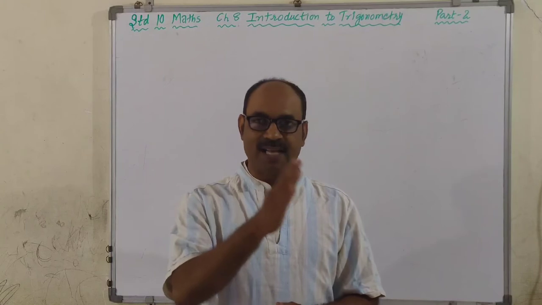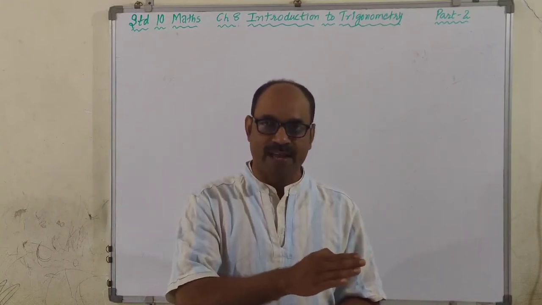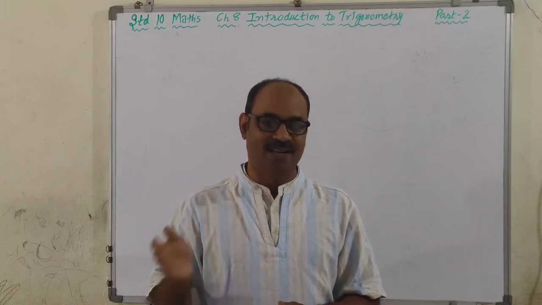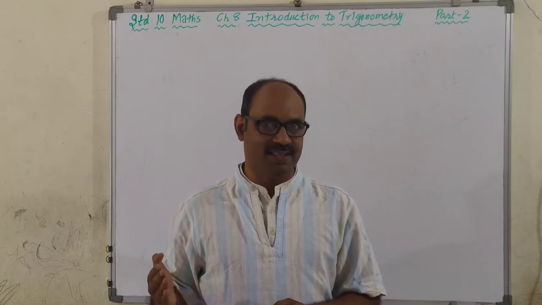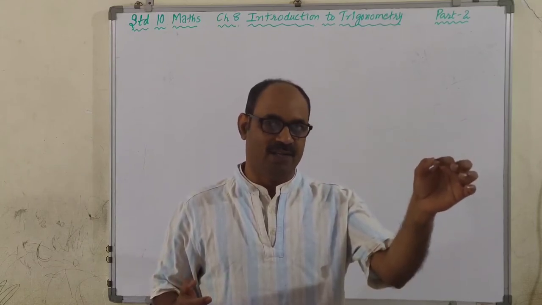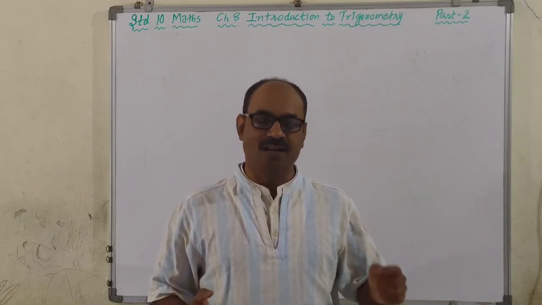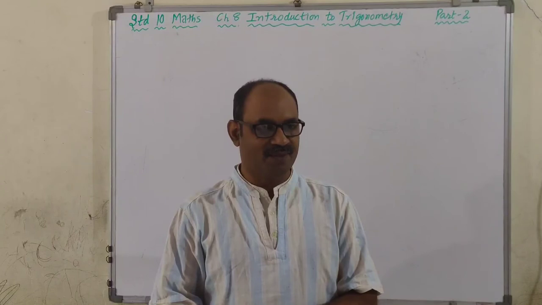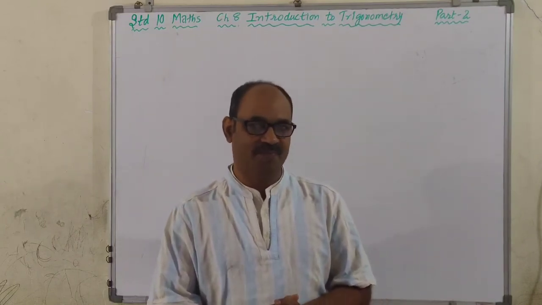What are they? Sine of angle is opposite upon hypotenuse, cos of angle is adjacent upon hypotenuse, tan of angle is opposite upon adjacent, and cosec is reciprocal, inverse of sine, sec is inverse of cos, and cot is inverse of tan. Alright. Then we learnt 5 interrelationships.